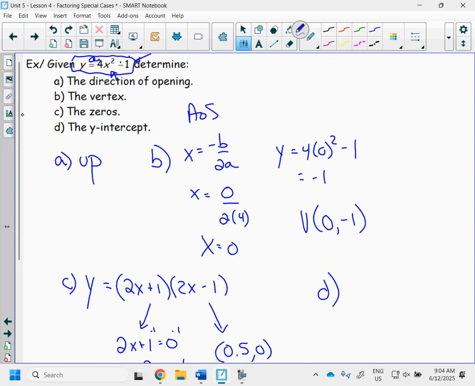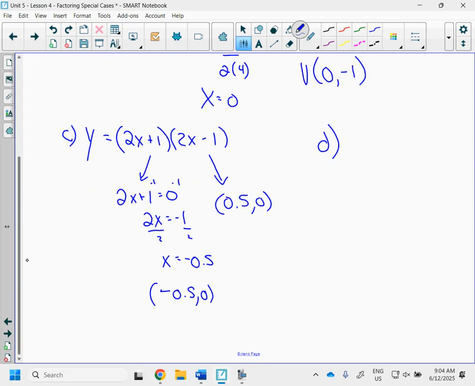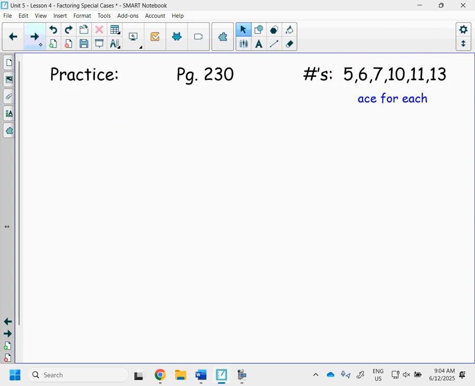Okay, last part, the y-intercept. Hopefully you recall for y-intercepts that x is always 0. If I put 0 in for x, I end up with negative 1. That's it.